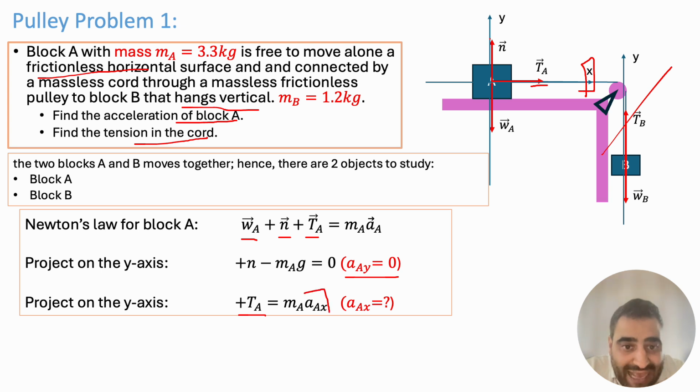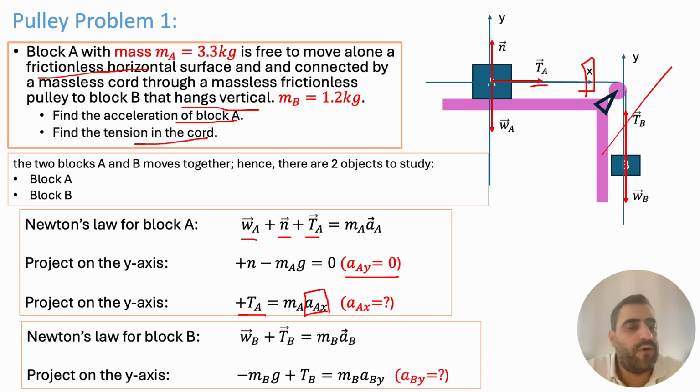The acceleration in the x direction is what I want to find. But I cannot find it from here because I don't know TA yet. So I do Newton's law for B. Newton's law for B tells me that WB vector plus TB equal to MB AB vector. I have one axis, so I project on the y-axis. I got minus MBG plus TB equal to MB ABY.